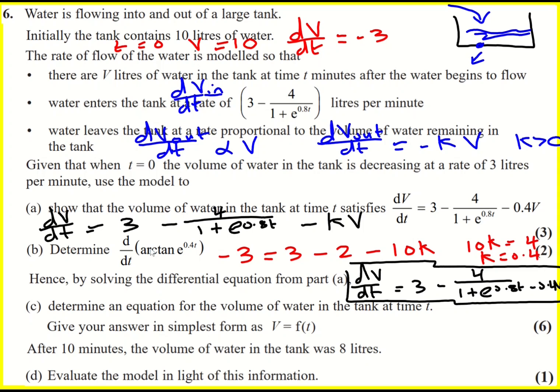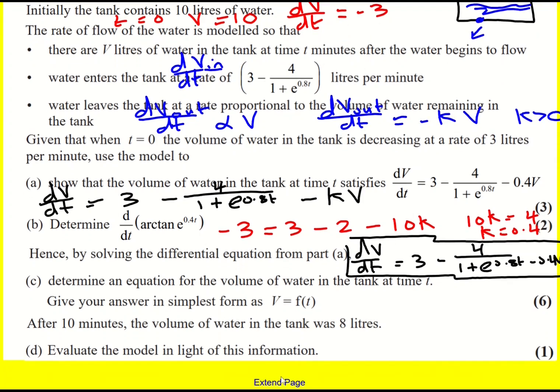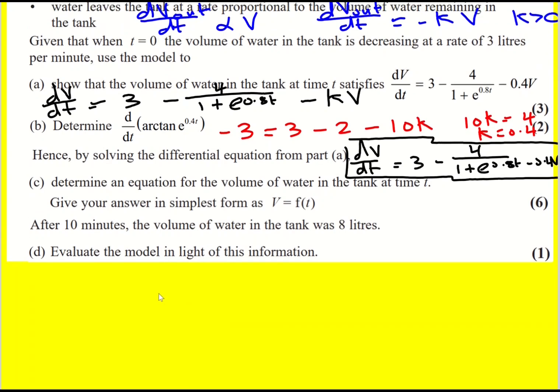Next up, we're asked to determine the derivative of arctan of e to the 0.4t. So you might know the derivative of inverse tan of x, and it's going to be 1 over 1 plus x squared. It is actually in the formula book, so we can quote it if we want.